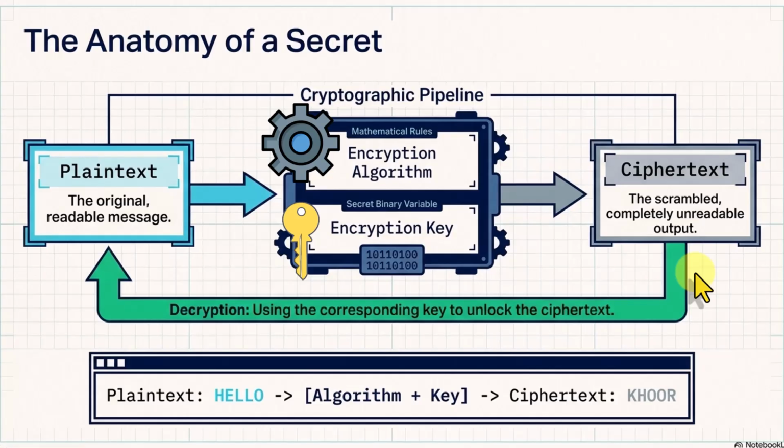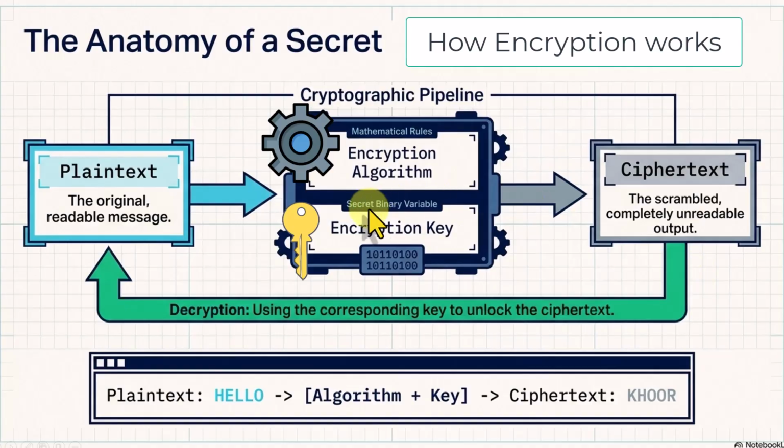For the anatomy of encryption, for example, we have our plain data or plain text, the original readable message, and we apply an encryption algorithm on it with an encryption key. We need the key to reverse the algorithm that we have applied on the data. As a result, we get ciphertext, which is a scrambled, unreadable output. Using the key, we decrypt it back to make it readable. Decryption is simply using the corresponding key to unlock the ciphertext and make it readable again.